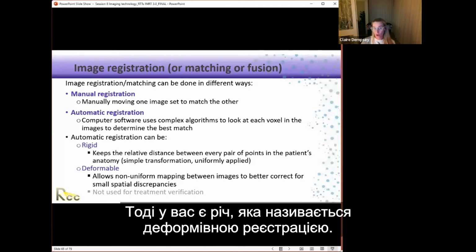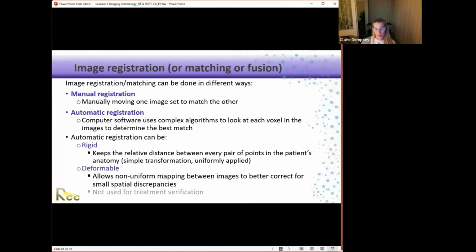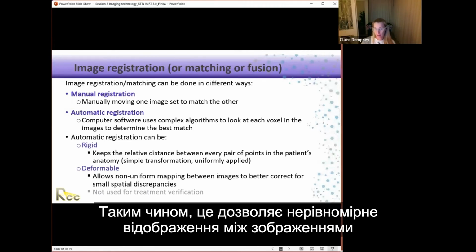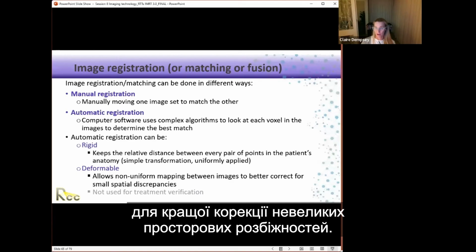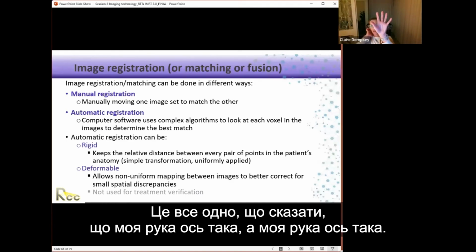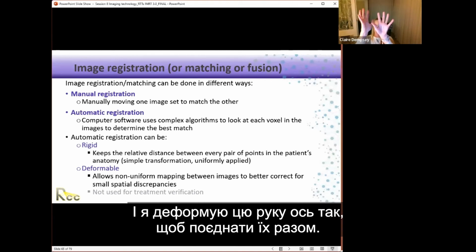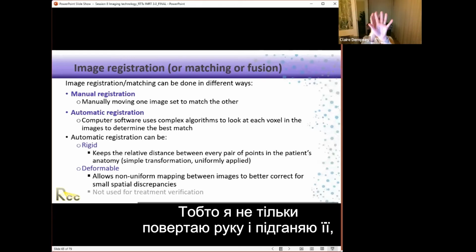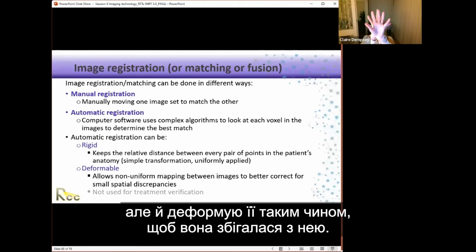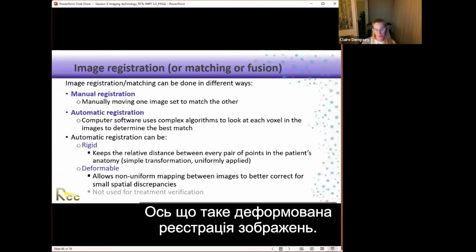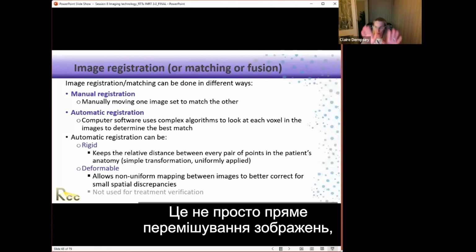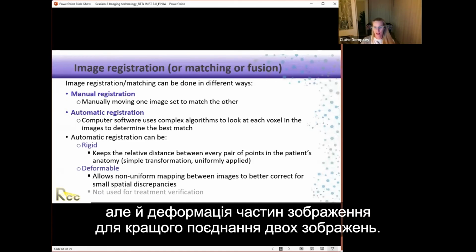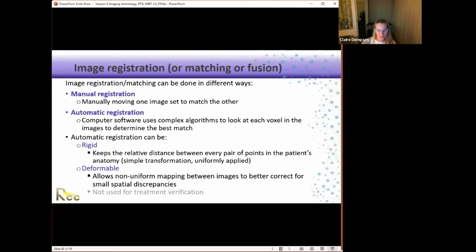Then you have a thing called deformable registration. So this allows non-uniform mapping between images to better correct for small spatial discrepancies. So that would be like saying I've got my hand like this and my hand like this, and I deform this hand like that to match them together. So not only do I turn my hand and match it, but I also deform it in this way to match it. So that's what deformable image registration is. So it's not just a straight kind of shuffle them together, but it actually starts to deform parts of the image to better match the two images together.